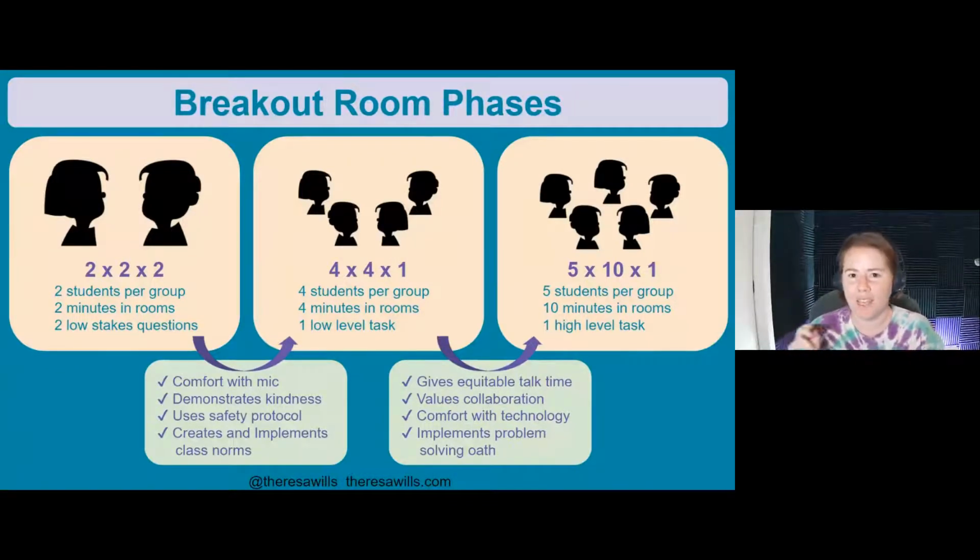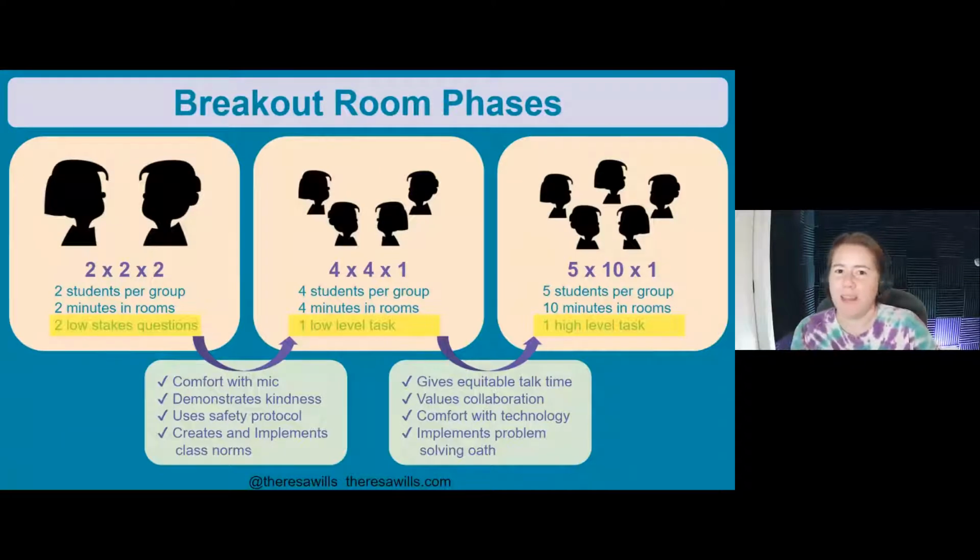And those phases that you all just explored right there, those were all about the types of questions you ask in those breakout rooms. So in this example, I often start off with kids just two to a group, like a pair share. They only get 2 minutes. That is not enough time to get anything done, but it is enough time to start giggling and trying to answer a question, and that is exactly what I'm looking for. And we have low stakes questions here, like what kind of topping is your favorite?